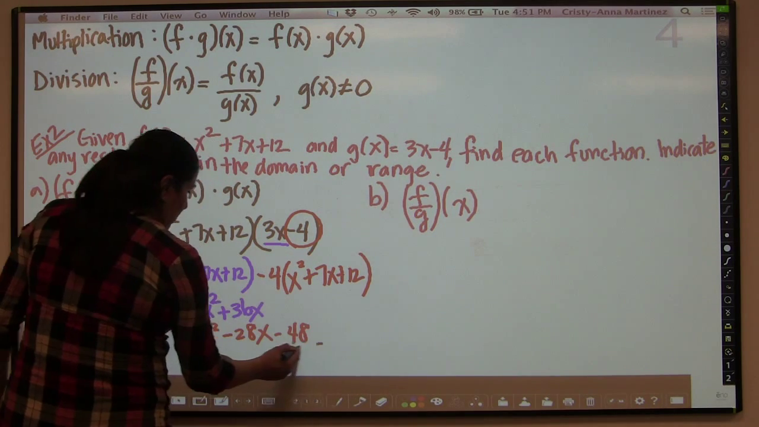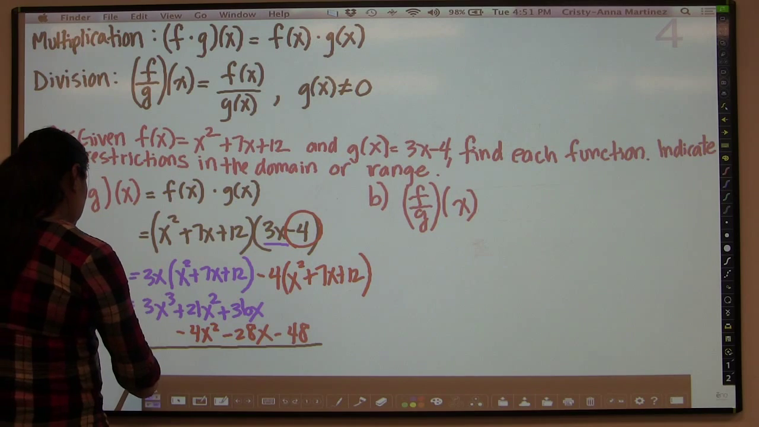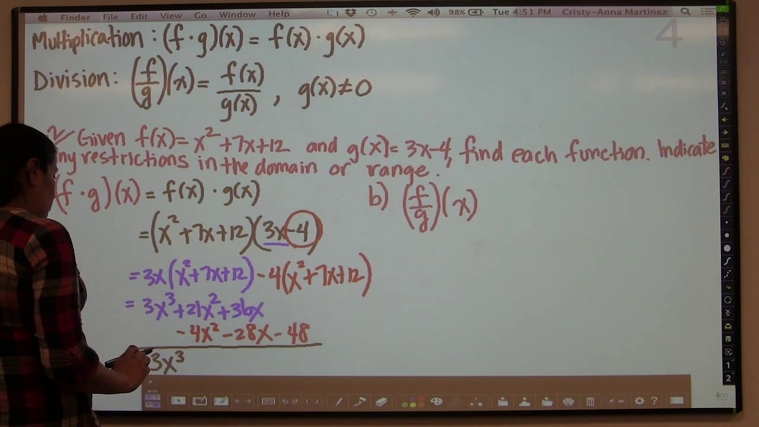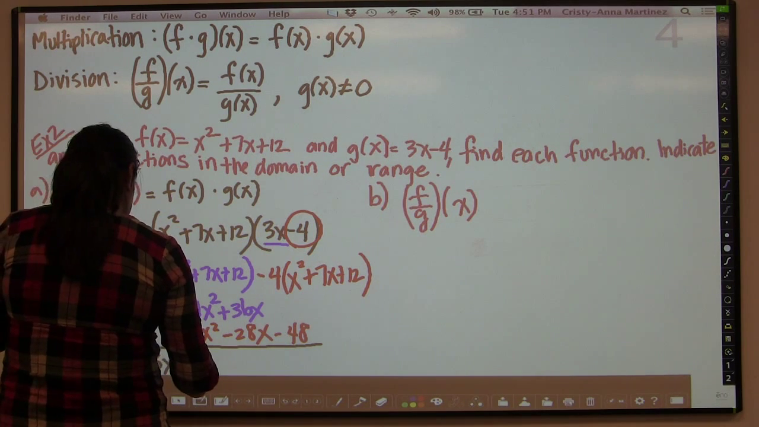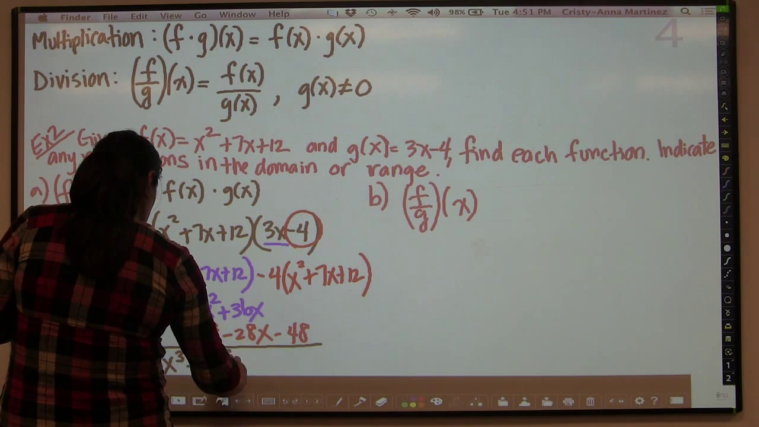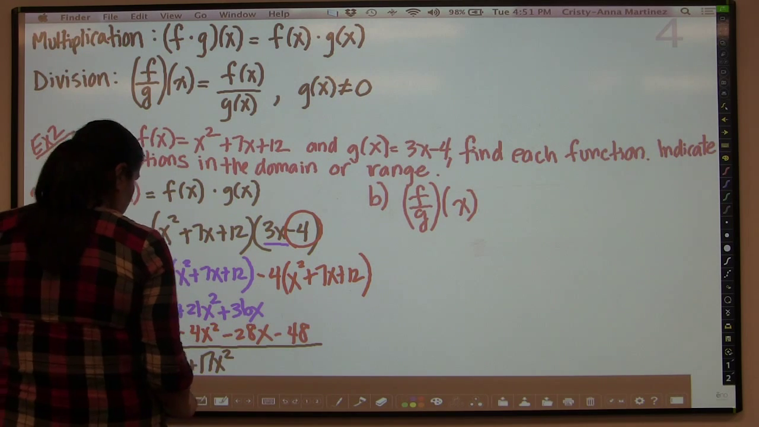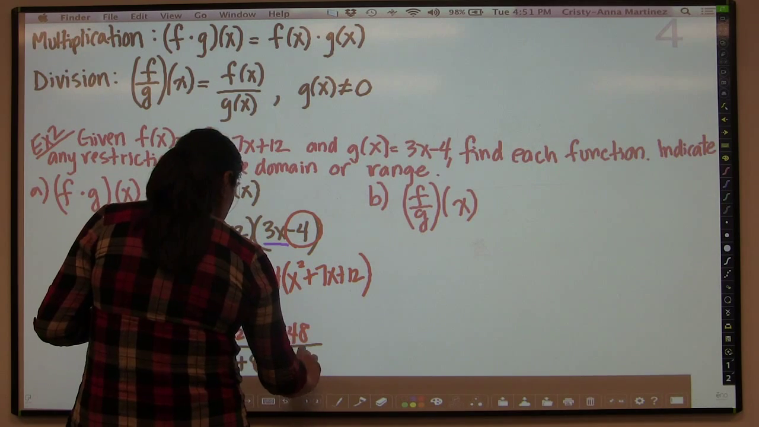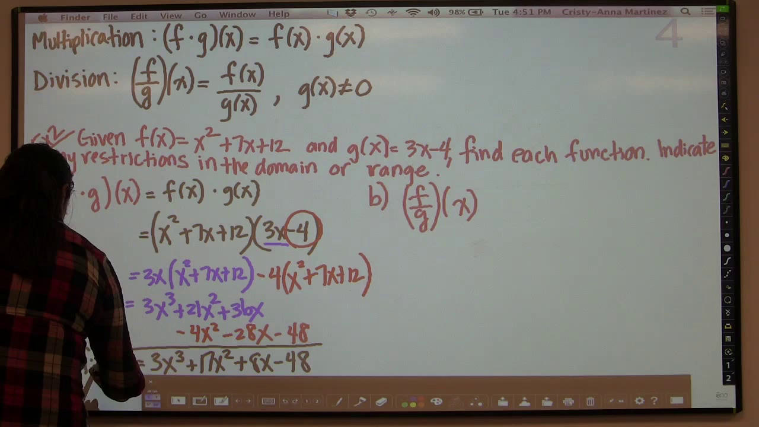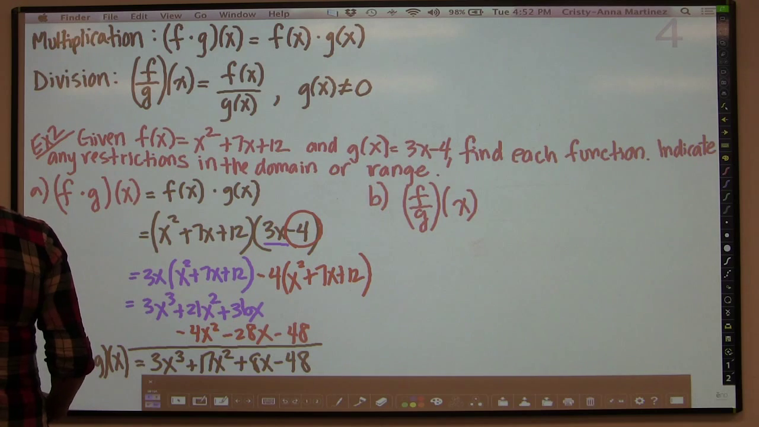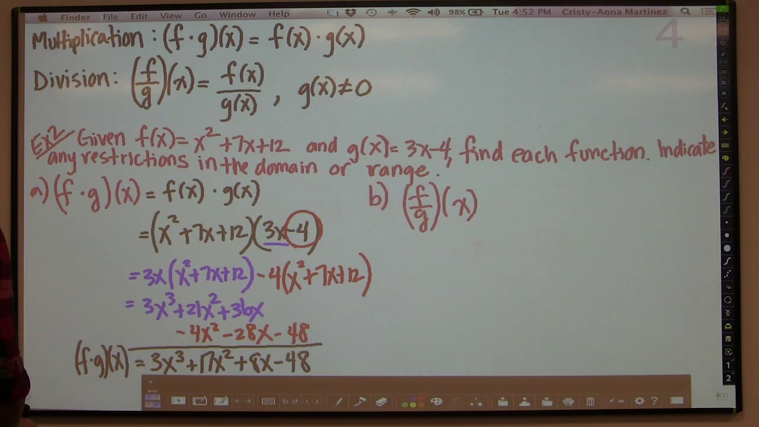So now I can add up my like terms, and I'm going to get 3x cubed, and 21 minus 4 is going to be 17x squared, and then 36 minus 28 is going to be 8, minus 48. So f times g of x is going to equal 3x cubed plus 17x squared plus 8x minus 48.